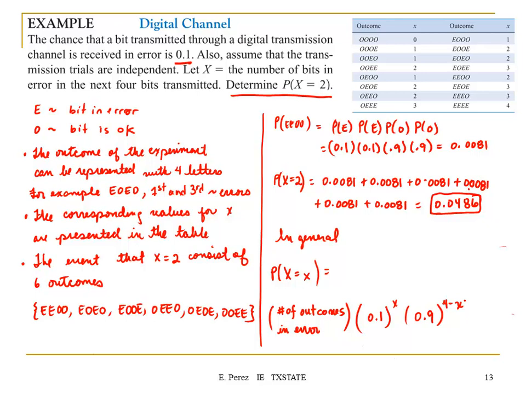So you're going to multiply the number of outcomes in error times the probability of a success to the power of x. X is the number that you're looking for, or the value for the random variable, times 1 minus p to the power of 4 minus x.